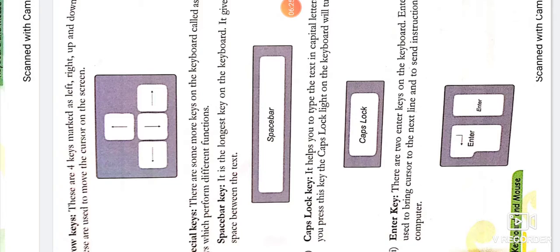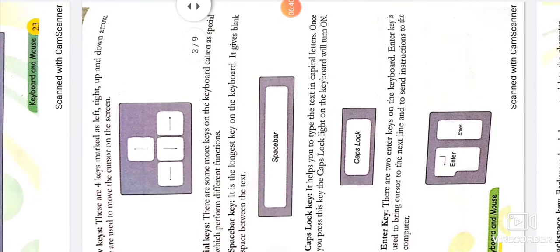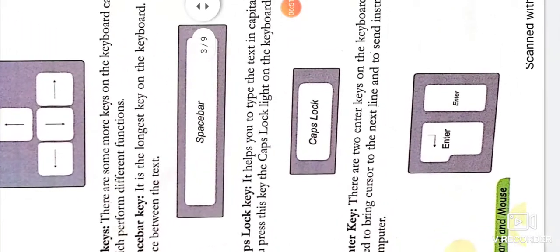Next one is caps lock key. It helps us to type text in capital letters. Whenever we need capital letters, we don't need small letters, so we press caps lock key. And when we press this caps lock key, the light on the keyboard will turn on. See the picture of caps lock key.